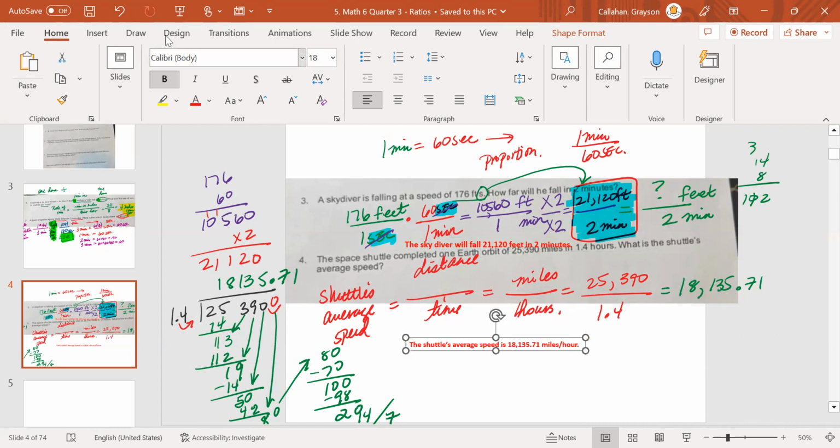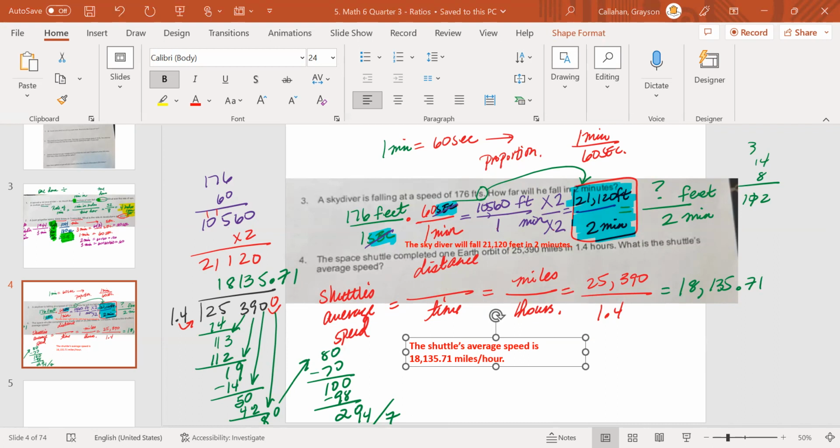And that makes sense. I know that makes sense because it's 25,000 for 1.4 hours. 1.4 is bigger than 1. So if I reduce it down to 1, this will be smaller than 25,000. 18,000 is pretty close to 25,000, but it's smaller. You know what I mean? So common sense wise, that actually makes sense.